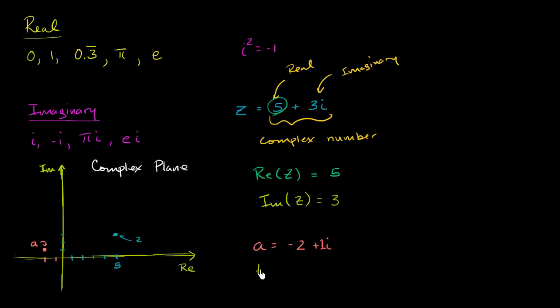And let me just do one more. Let's say you had the complex number b, which is going to be, let's say it's 4 minus 3i. Where would we plot that? Well, 1, 2, 3, 4, and then, let's see, minus 1, 2, 3, or negative 3 gets us right over there. So that right over there would be the complex number b.